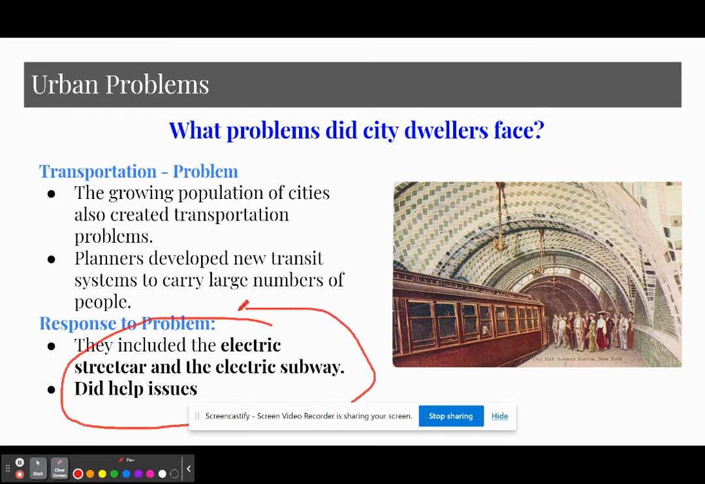It cut down on pollution in the streets and things like horse manure in the streets or dead horses in the street. So it was a cleaner way and a way to move people that was a bit more tidy and took away from the congestion on the streets.